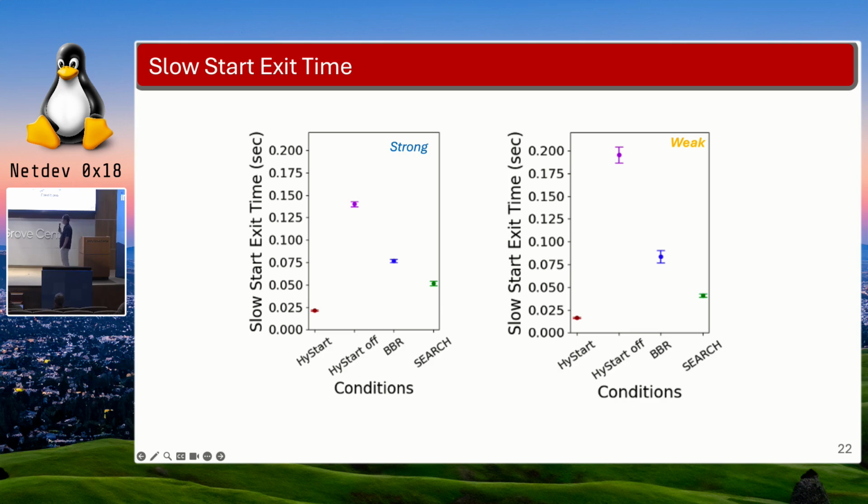And when we enable HyStart, we exit the slow start almost immediately, so in 1 RTT. And BBR exits a little later, and SEARCH at roughly the same time as BBR. At the weak condition, it's almost the same story. BBR exits a little later than SEARCH, but they have similar throughput.